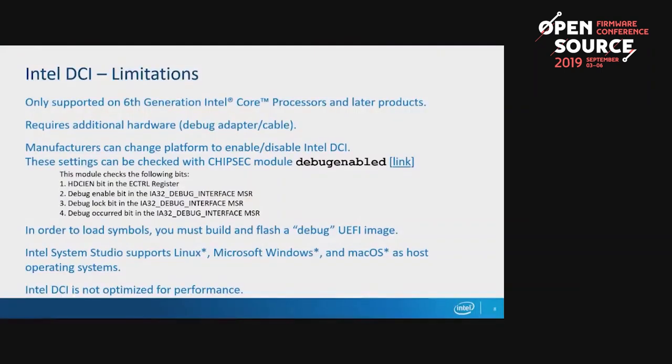There is a ChipSec module that you can just test to see if DCI is enabled. It checks for a couple different things. You check the e-control register to see if DCI is enabled on the PCH. It also checks the MSR IA32 debug interface to check whether debug is enabled, whether debug is locked, and whether debug has occurred. That might be interesting if you notice that debug has occurred on your system and you potentially haven't done it yourself. So you'll get warnings and/or failures accordingly.